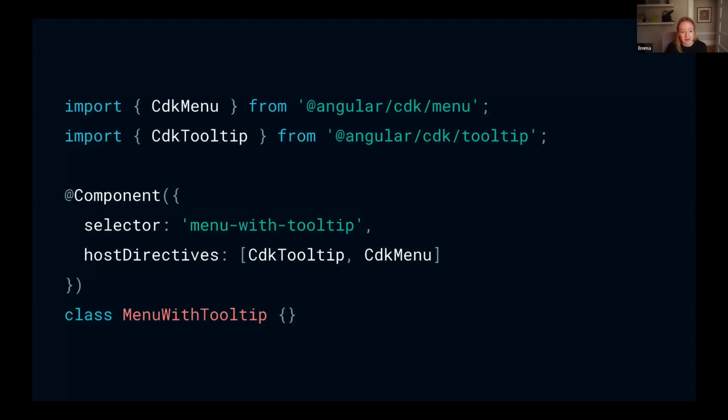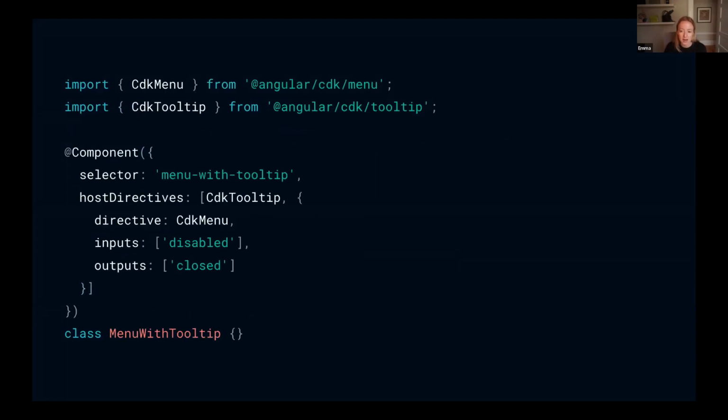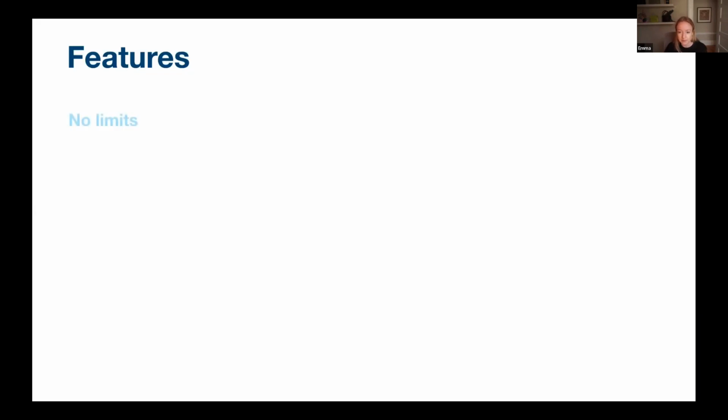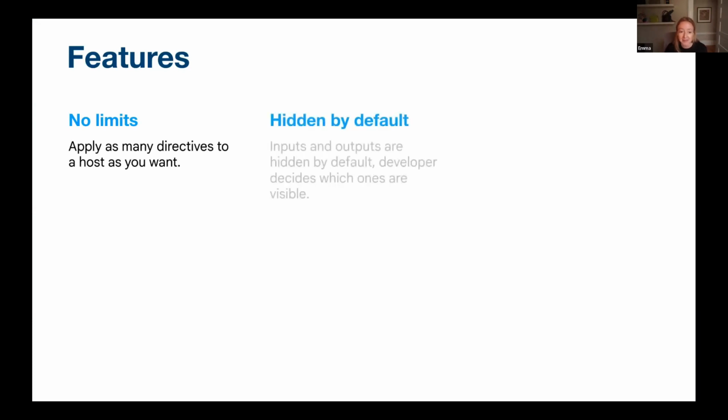So that example before becomes something like this, where you define the host directives, you have that tooltip, you have that menu, and now you have a menu with a tooltip, and you can combine directives into singular components. You can also expose inputs and outputs and be more object literal with your syntax of what you want to control. And there's no limits to how many directives you can apply. I've seen as many as 5, but I'm sure you can do more. It's hidden by default. So inputs and outputs are hidden by default. You get to decide how that API is exposed to developers consuming that component.